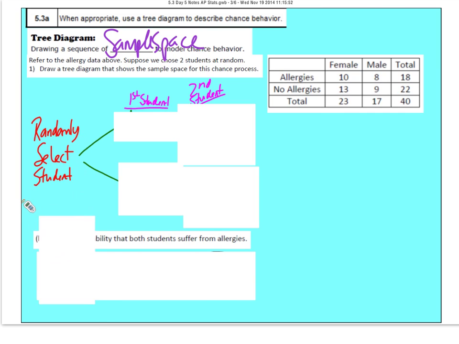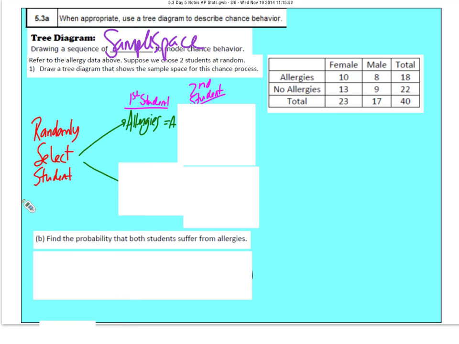To start off my tree, I'm going to say that I randomly select a student. Now, when we randomly select a student, we want to focus on allergies or not. What are the two options of the actual first student in terms of allergies? Well, they either have allergies or they don't have allergies. So for the first student, I'm going to call allergies event A, and I'm going to say no allergies is going to be my event N. Keep in mind we're looking at the allergies, so we kind of want to condition on that a little bit. So this is the data that we're talking about for the 40.